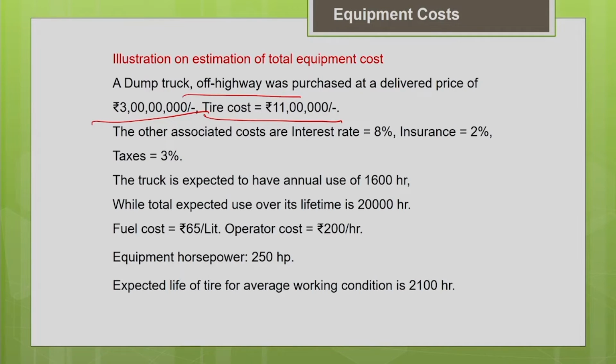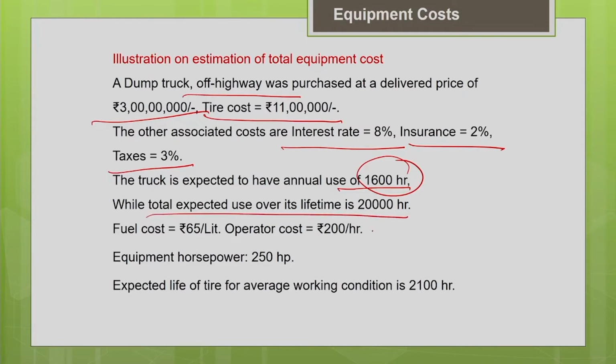The requirements depend on the type of the machine for which you are going to estimate. You can choose the appropriate equipment handbooks, choose the values and estimate it accurately. These numbers are just approximate assumptions to show you the methodology. The other associated costs are the interest rate of 8%, insurance 2%, and taxes 3%. So other components of the ownership cost are given, and the truck is expected to have annual use of 1600 hours. It depends on how many hours it operates every day and how many days it operates in a particular year; according to that, you can calculate this 1600 hours. Similarly, throughout its entire useful lifetime, the usage is 20,000 hours.